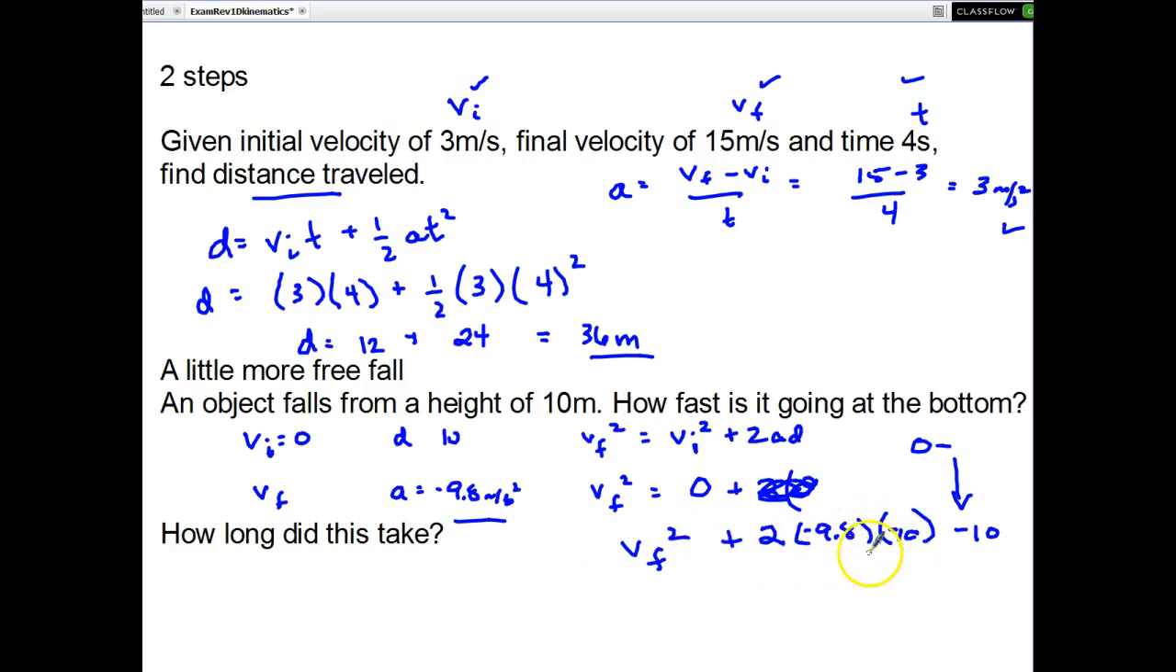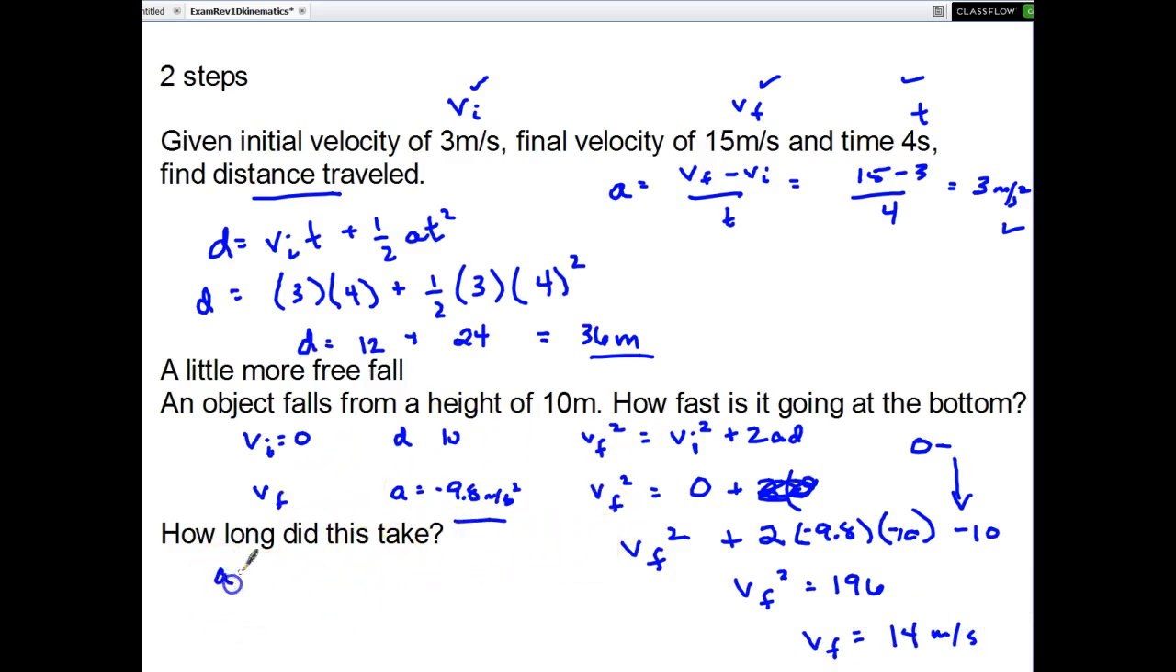And so 2 times 9.8, I'm using my calculator here, is VF squared equals 196. And if I take the square root, I get 14 meters per second. And how long did this take?